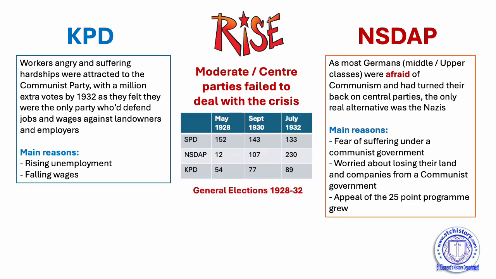So let's have a little look at the election results then since the Wall Street crash. We've seen already that in May 1928 the Nazis did very, very badly. They only got 12 seats. But if you just look to the next election in September 1930, that is a huge jump: 12 to 107 seats. And then by July 1932, they get the magic number, the number you really need to know in this topic: they get 230 seats.